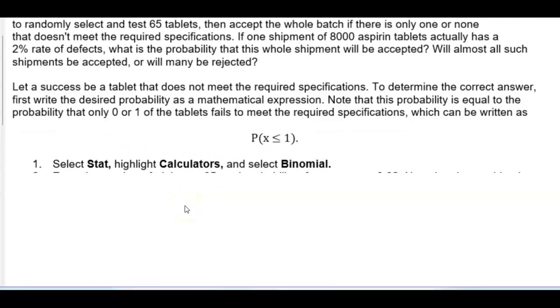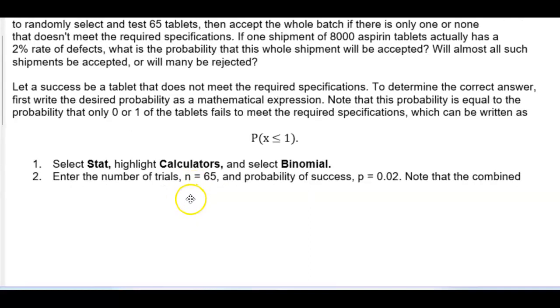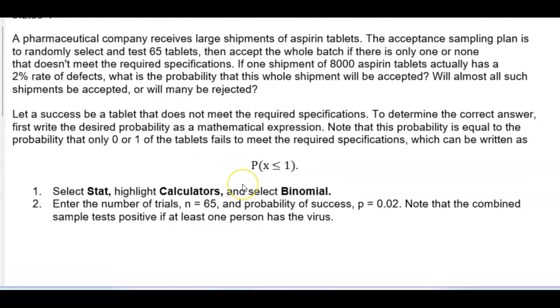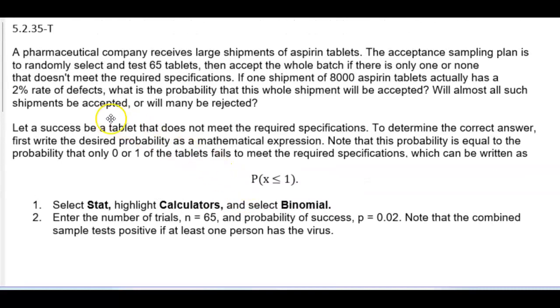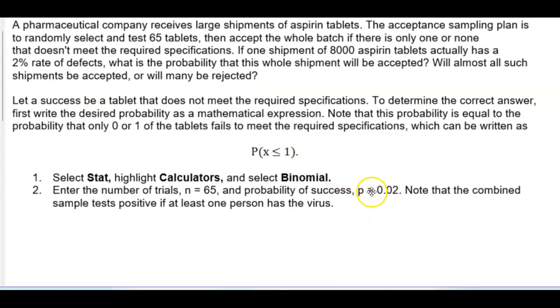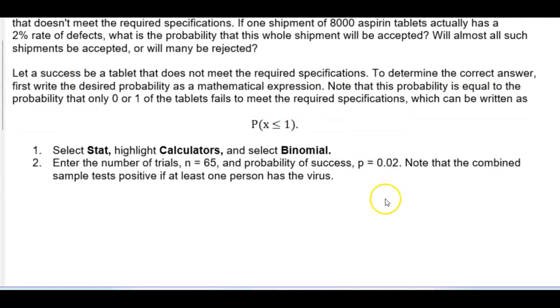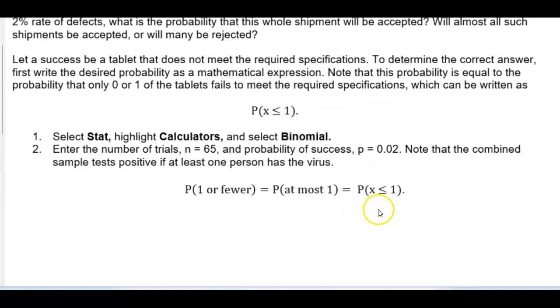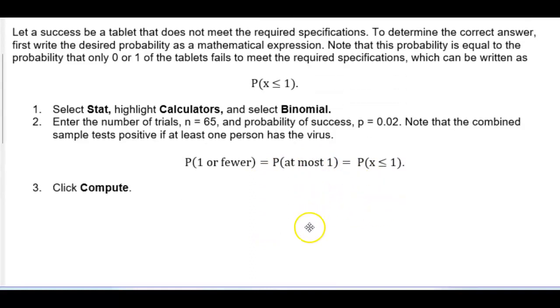Now, in StatCrunch, we're going to select Stat, highlight Calculators, and then select Binomial. We're going to enter the number of trials. The number of trials is n, which is equal to 65. And note that the probability is 2%. And 2% as a decimal is 0.02, so p is equal to 0.02. And again, that is x, which is less than or equal to 1. And then we're going to select Compute.